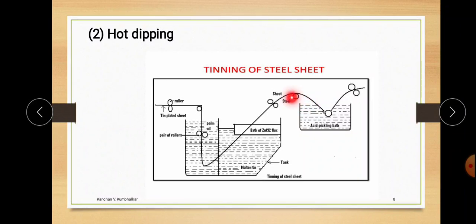Then it is transferred through the roller. First of all, there is a formation of flux, that is ZnCl2 flux, due to which the molten tin can easily adhere to the surface of the steel sheet. Then it is transferred to the molten tin, which is maintained in a liquid state above its melting point. Then it is transferred to the palm oil. Palm oil is used to act as an antioxidant.